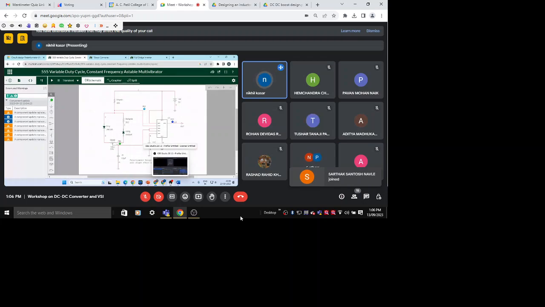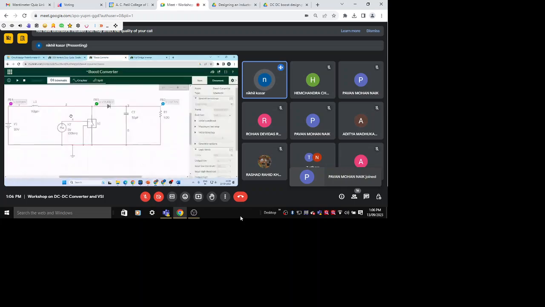I told that this is a power circuit. Power circuit design you have already studied now. Sir has told you about the power circuit. Now the control circuit design is different.